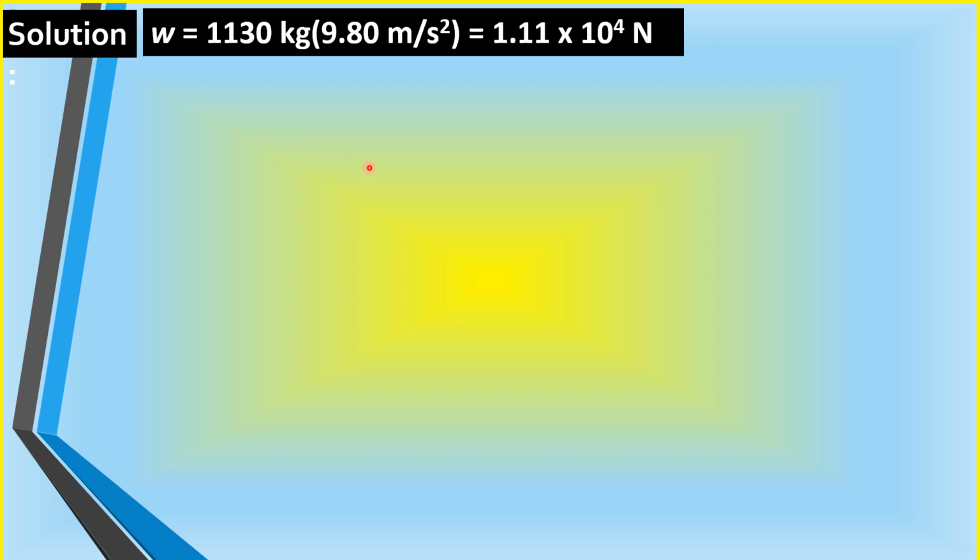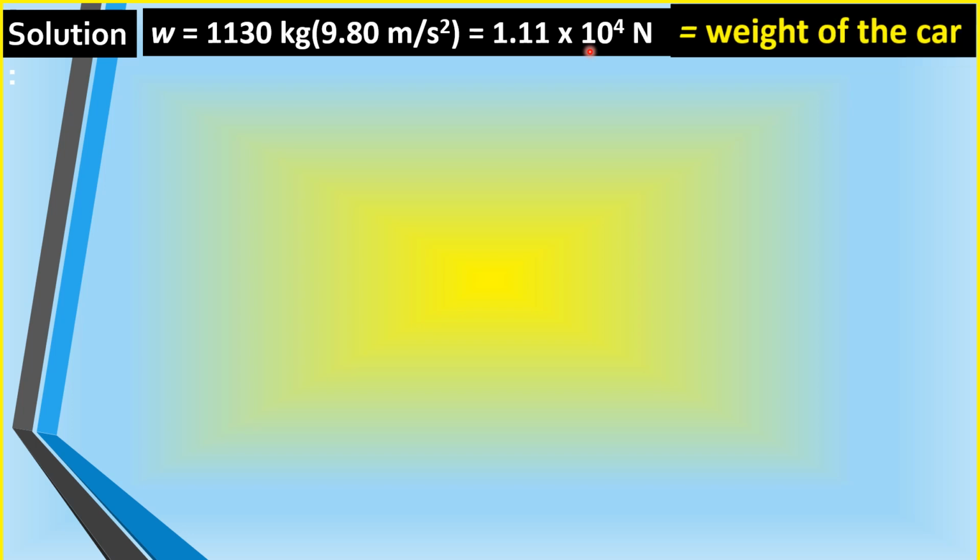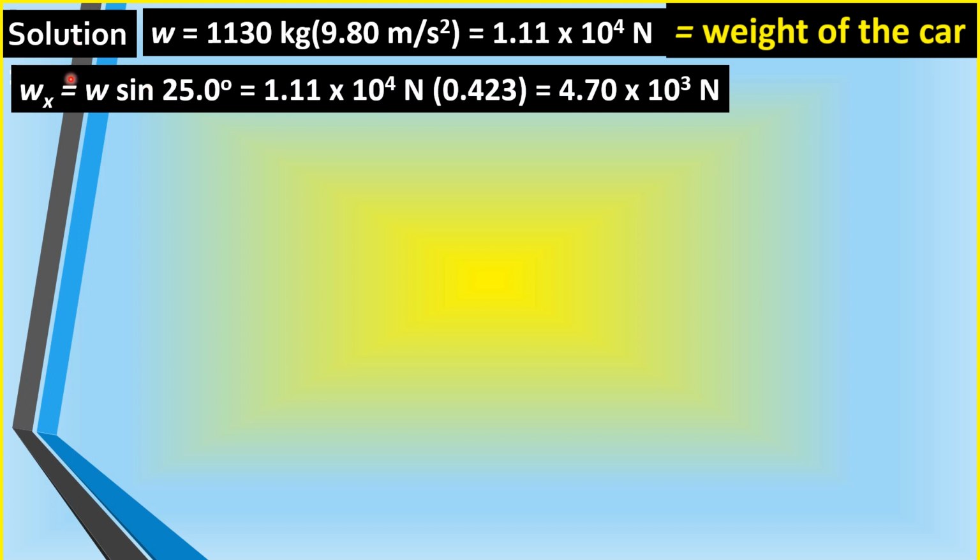So if we go over the solution presented earlier, we started out with determining the weight of the car using this formula, mass times acceleration due to gravity, and we get this answer for the weight of the car. Likewise, in determining the x component, Wx, it was equated to W sine of the angle 25.0 degrees. Then substituting for the value of W, earlier calculated here, and the value of the sine of the angle 25.0 to three significant digits, we got this answer.